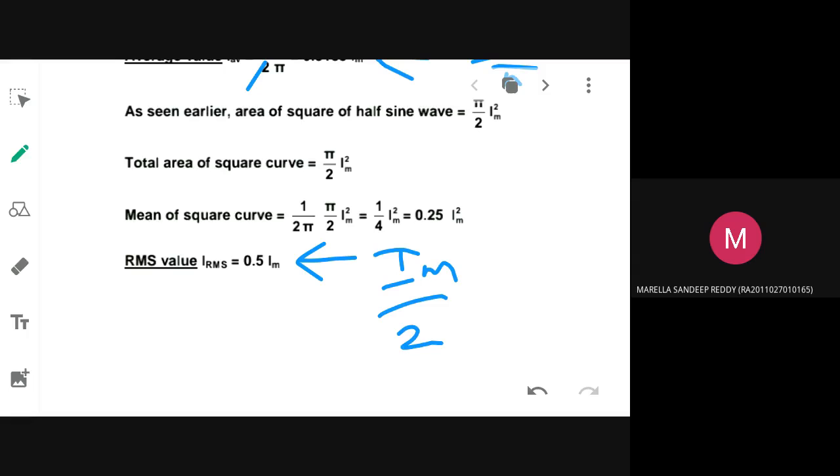Linson, Neeraj. Still doing. For average it will be Im divided by pi. For RMS it will be Im divided by 2. Veeravardhan, you got it right? You must have made some mistake. Sivanesh. Yes, ma'am, I got it now. Im by 2. So similarly you would derive for form factor and peak factor and tell me the answer.